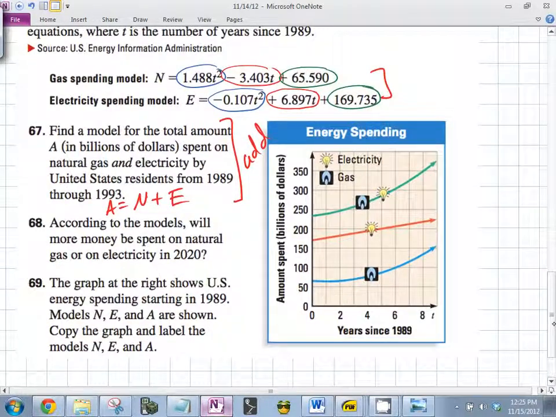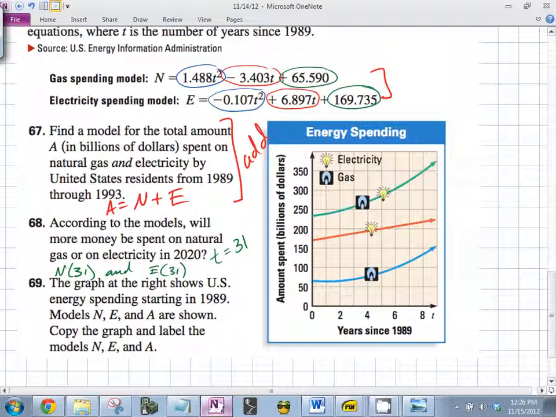According to the models, will more money be spent on natural gas or electricity in 2020? How do you figure that out? What does T equal first? Not since 1989. So what is 2020? 31 years. So T equals 31. So what are you doing with T equals 31? Into which equation? So look, according to the models, will more money be spent on natural gas or electricity? So you're doing N evaluated at 31 and E evaluated at 31. So you're plugging 31 into both N and E.